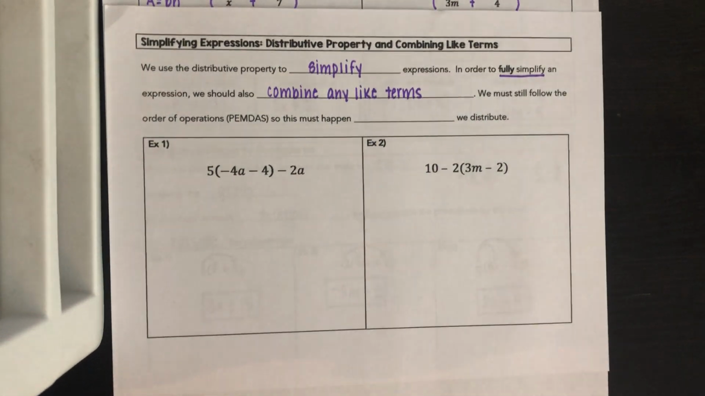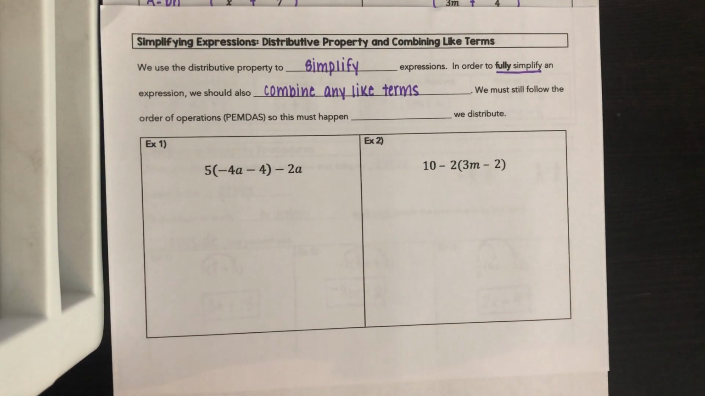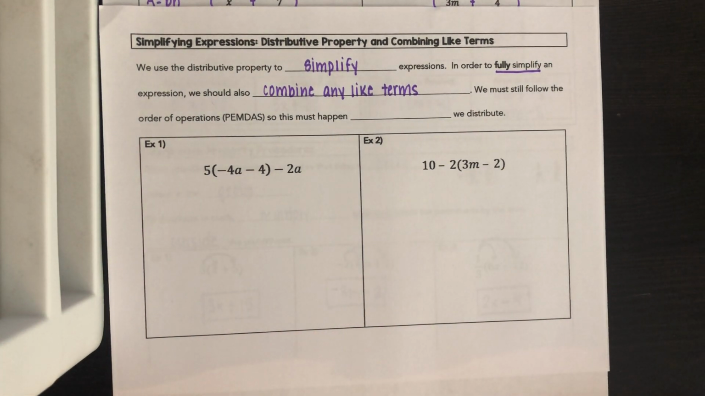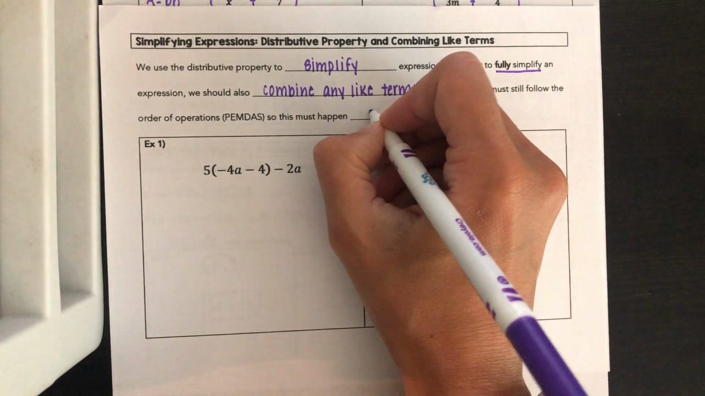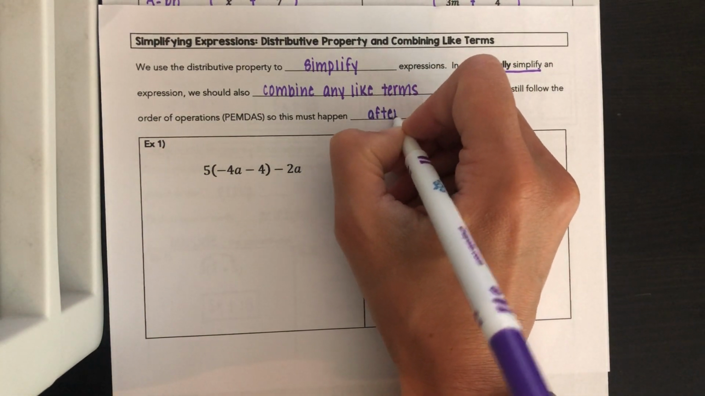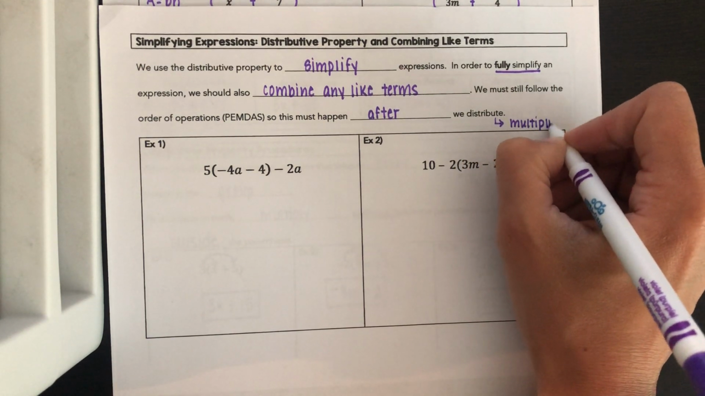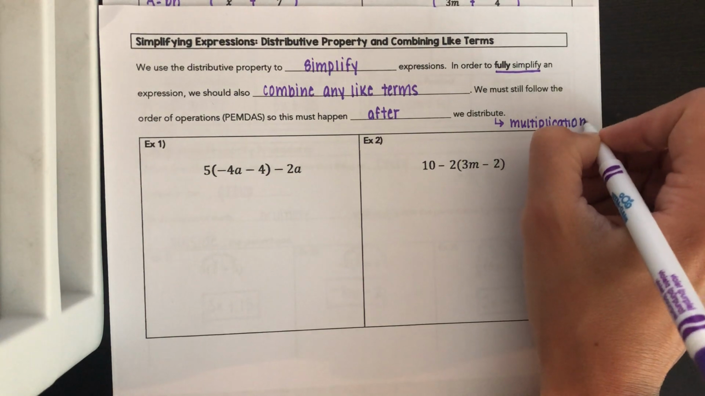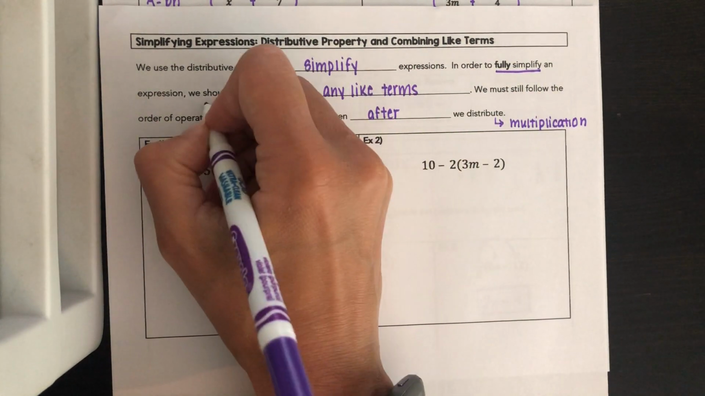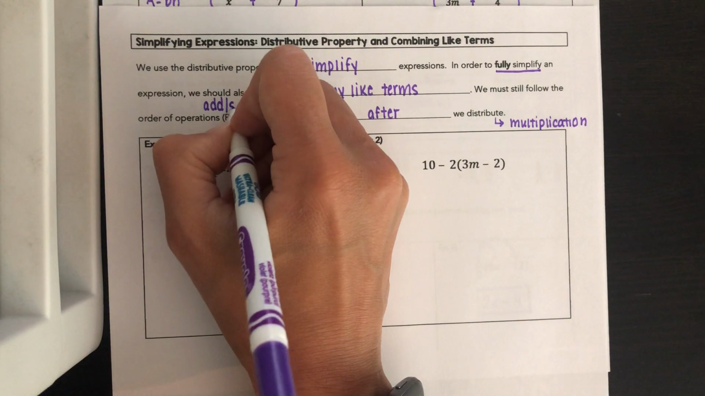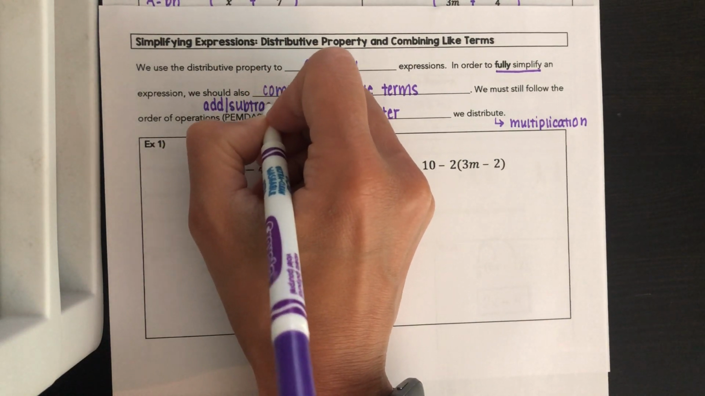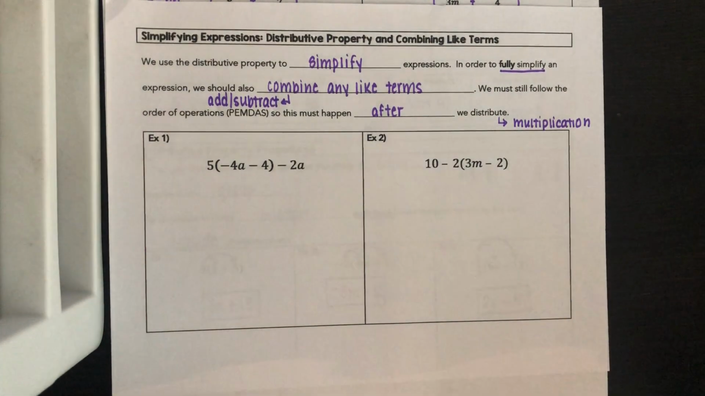So we must still follow those order of operations, that PEMDAS rule. Any combining of like terms, which would be considered addition or subtraction, should happen after we distribute, because distribution is multiplication. Combining like terms is really addition and subtraction. So we still need to make sure we follow those order of operations and do multiplication first and then any addition or subtraction. So let's take a look at what this looks like in action.